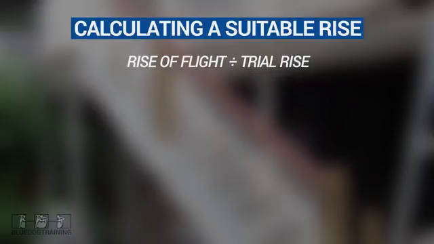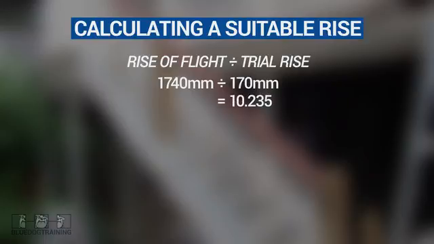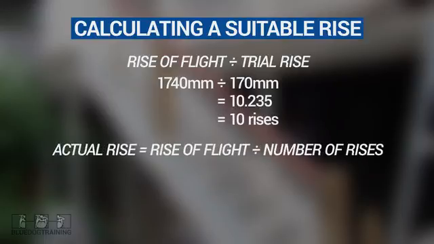To find a suitable rise, you need to divide the 1,740 millimeter rise of flight by a 170 millimeter trial rise. This will give you 10.235 rises. You will need to round this figure to a full number, in this case 10. Then you divide the 1,740 millimeter rise of flight by the number of rises, which is 10. This will give you a suitable rise of 174 millimeters to use in the construction of your stairs.